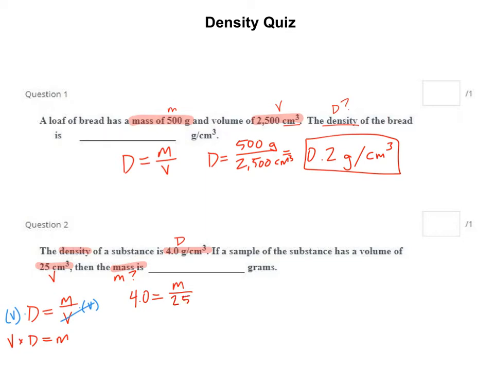All right, so just like we said, you can either multiply 4 times 25, which is essentially what we're going to do by creating a fraction on the left and cross multiplying. So it's 4 times 25 equals 1 times M. You know that 1 times M is M, and 25 times 4 is 100. And my units are grams.